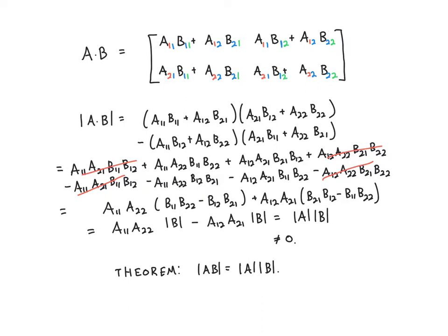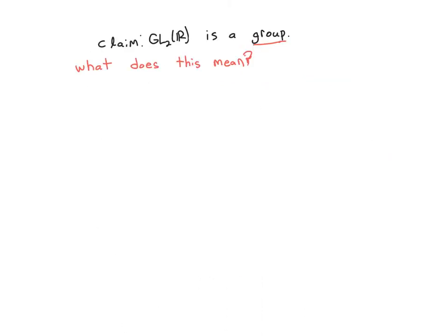However, it's worth pointing out that we've proven this other theorem here that might be useful in other contexts, so I will point it out. The determinant of the product is the product of the determinants. So our claim is that the set of all 2 by 2 matrices with non-zero determinant with standard matrix multiplication forms a group. What does that mean? Well, it means it satisfies the associativity axiom. There's a multiplicative identity and there are multiplicative inverses.